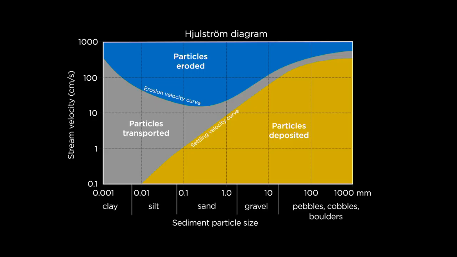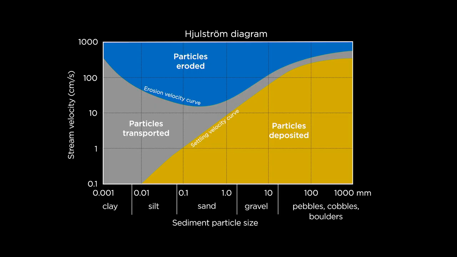It's one of these things that really helps students think about river processes. On one axis is stream velocity. On the other axis is sediment particle size. Plotted on the graphs are lines that indicate erosion velocity and settling velocity. Erosion velocity, frequently called critical erosion velocity, is the velocity of the river required to actually pick up a particle.